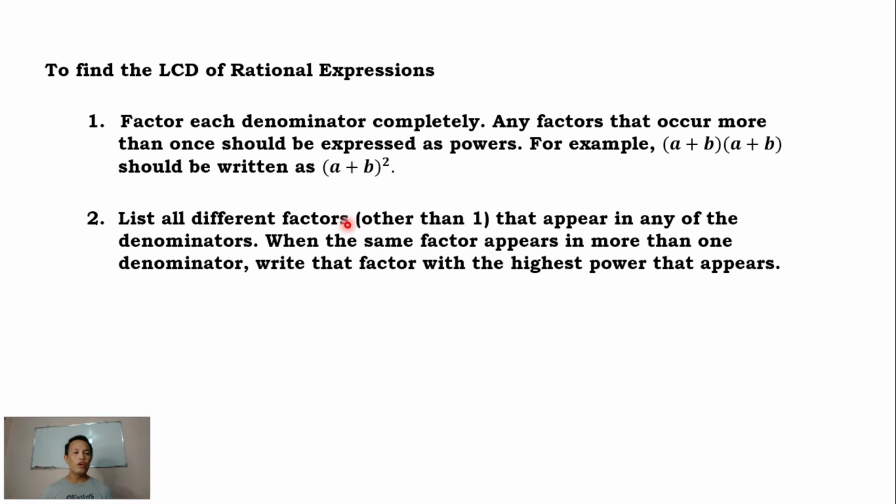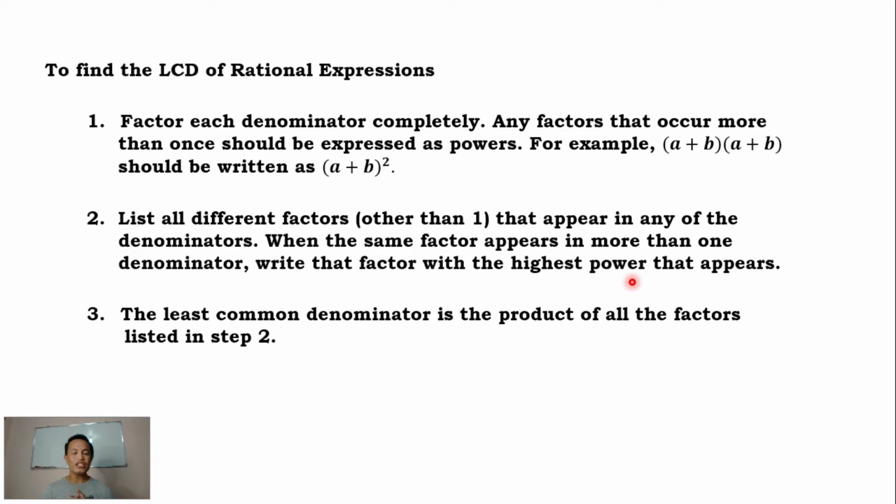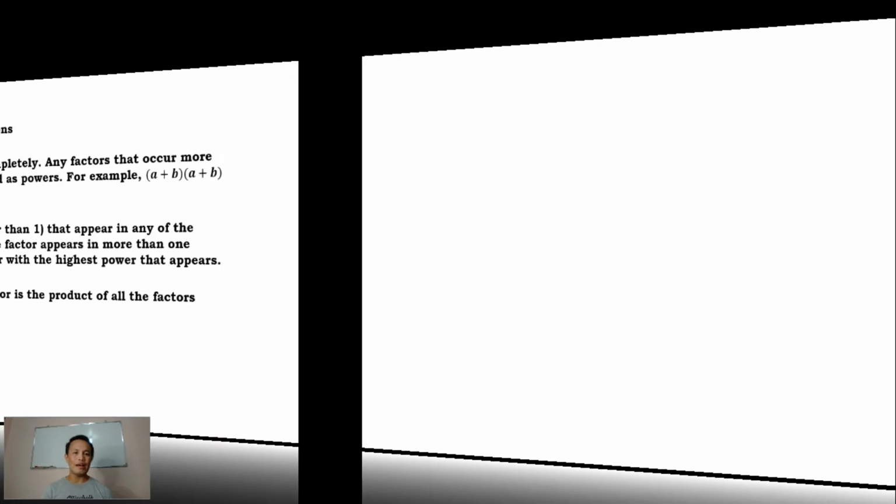Number two, we list all different factors other than one that appear in any of the denominators. When the same factor appears in more than one denominator, we write that factor with the highest power that appears. So if, for example, we have a squared in the first denominator and we have a in the second denominator, what we are going to list down is just the a squared. So we list all the factors with the highest power. Then number three, the LCD, or the least common denominator, is the product of all the factors listed in number 2. So let's proceed to our example.